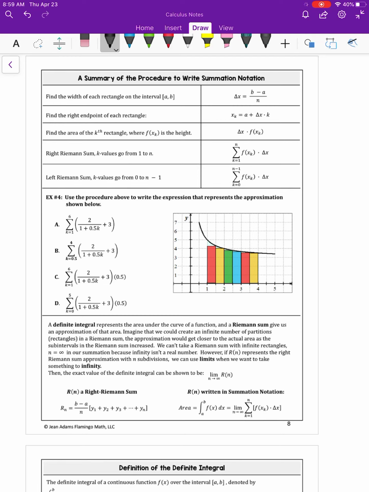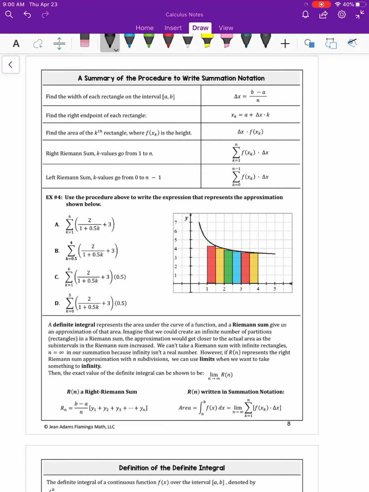A summary of the procedure to write summation notation. So let's think about this. We had to find the width of each rectangle on the interval from A to B, and we did that by taking delta x equals b minus a over n. Because usually they tell you how many rectangles they want you to use. They might say use 5. They might say use 7. They might say use 4. And that's your n. That's the number of rectangles. N is the number of rectangles.